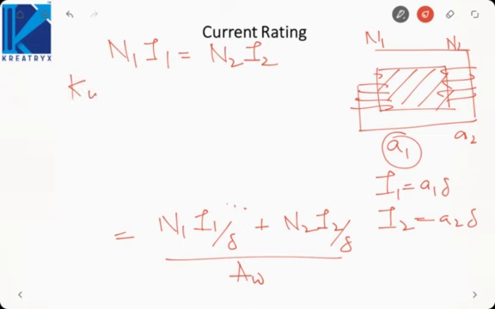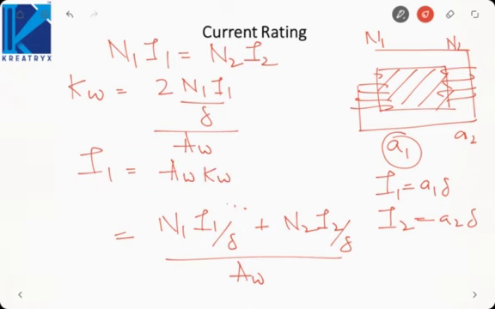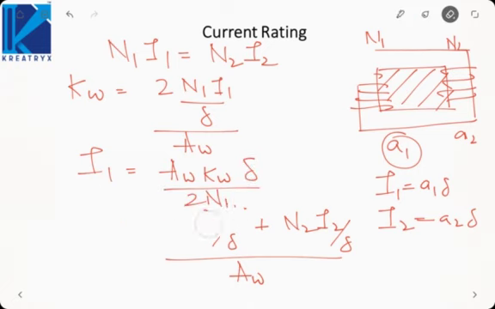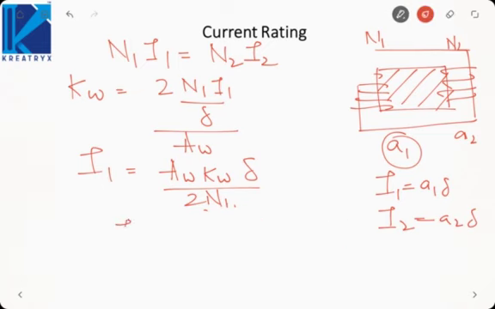So this KW would be 2N1 I1 by delta divided by AW. So I1 would be AW KW delta by 2N1. Okay. So what I can see here, that the current rating I1 is proportional to window area.